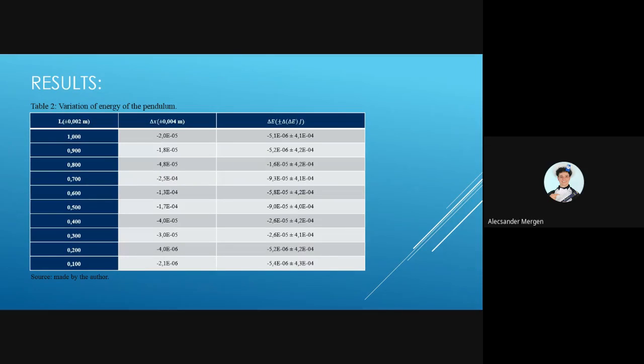To show that the experiment had a minimal influence caused by the retarding force, we calculated the energy variation from the first period to the last one, and realized that it is less than what would be associated with the experiment.